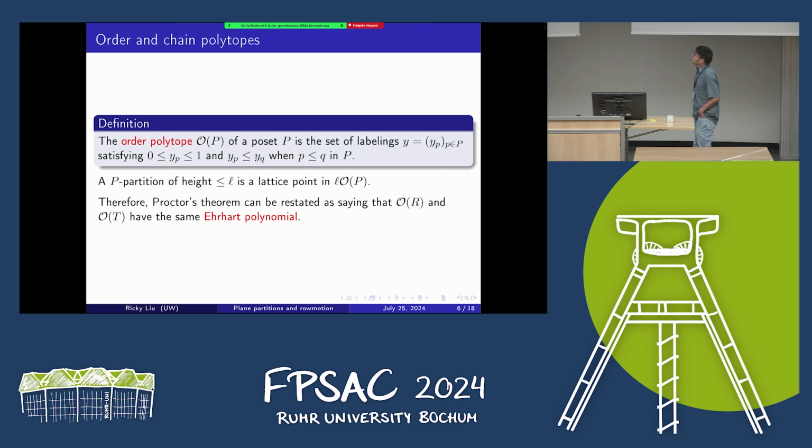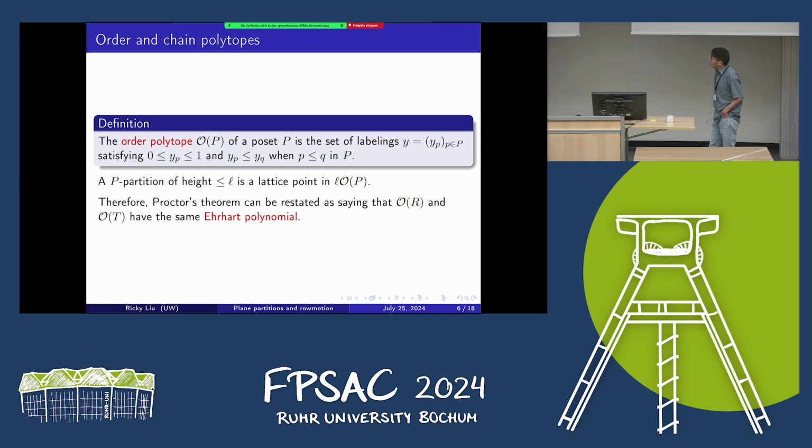So first, we're going to need to talk a little bit about polytopes. Probably many of you are familiar with what the order polytope of a poset is. It's just the set of labelings of the poset, say with non-negative real numbers between 0 and 1, and the labels go up when you go up in the poset. And it's easy to see from this definition that a P-partition of height at most L is just a lattice point inside the Lth dilation of this order polytope.